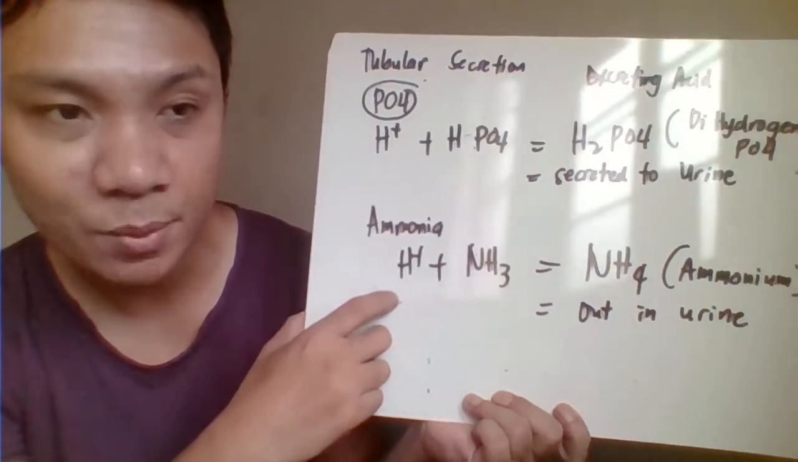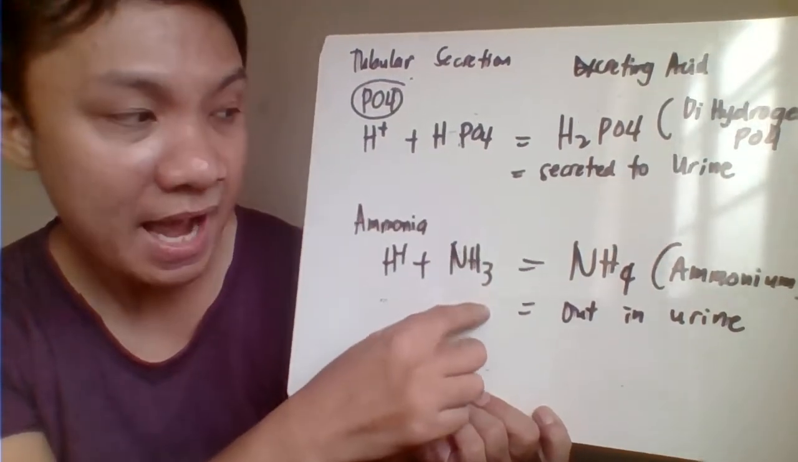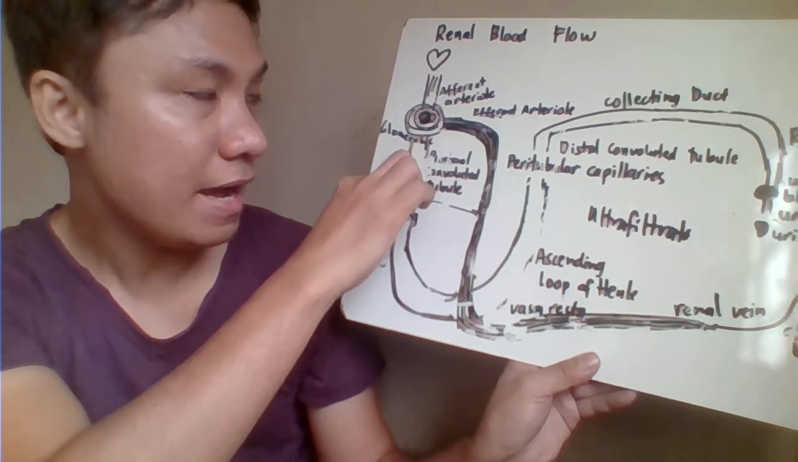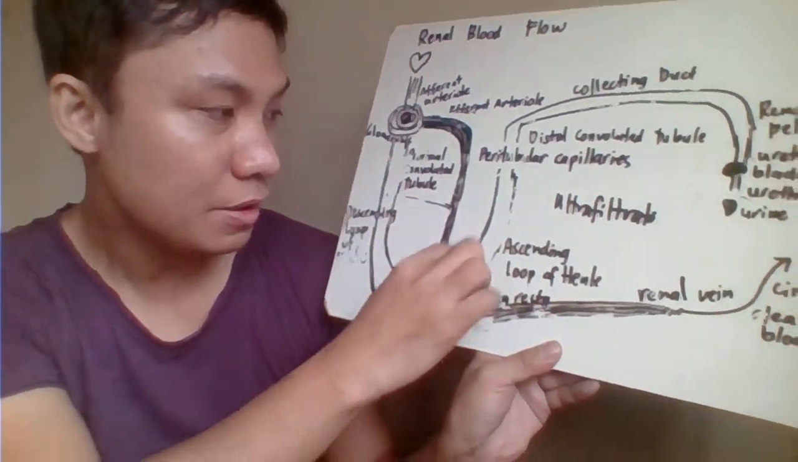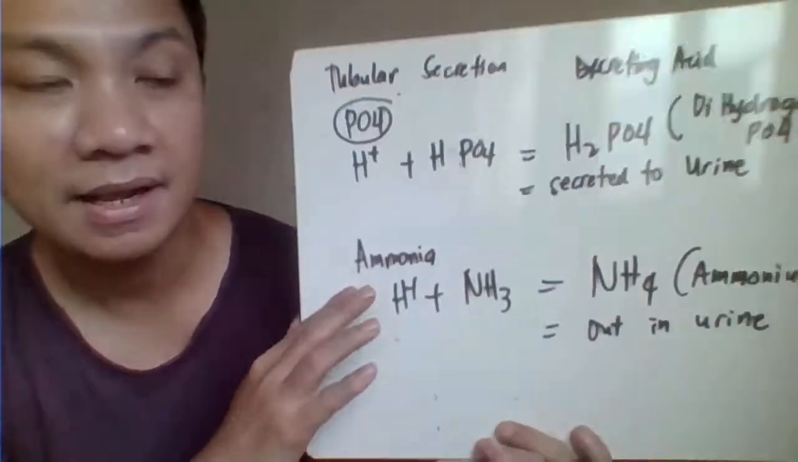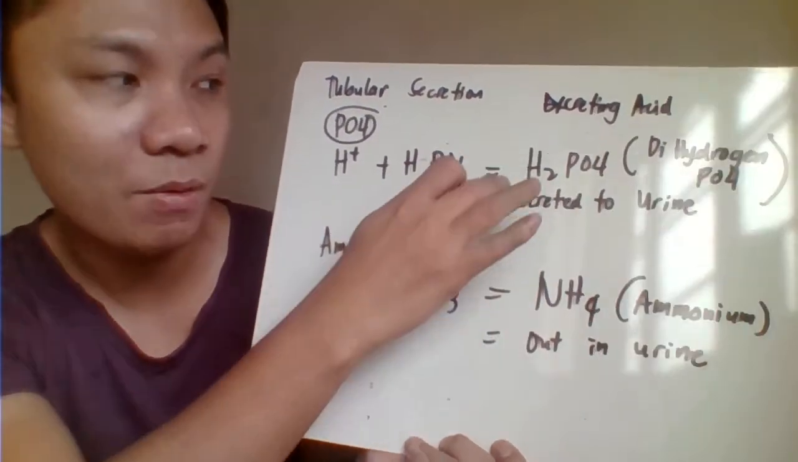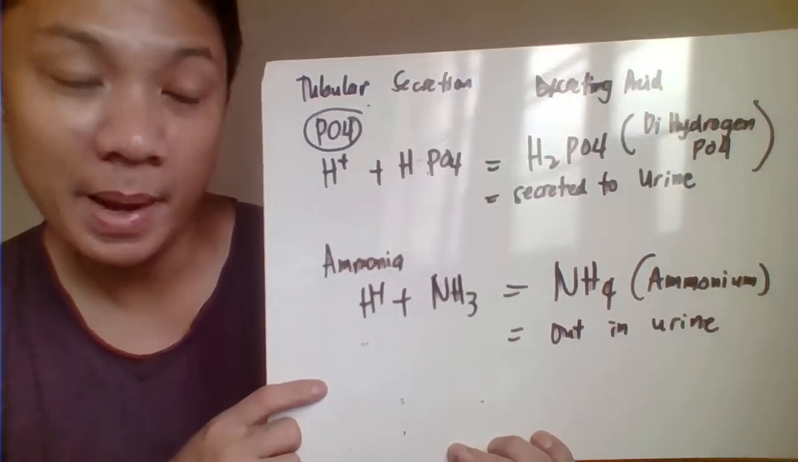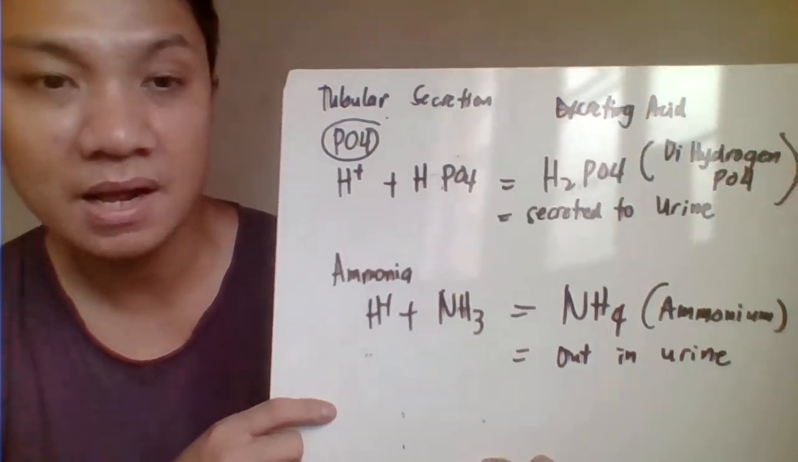The same thing with this one. Hydrogen ion combines with your ammonia to form ammonium ions. Hydrogen ion plus ammonia to form ammonium ions. So, lalabas ang ammonium ion natin. It's also a way of removing the acid. Itong dalawa. So, that's why you're able to correct the problem, especially in the case of respiratory acidosis.